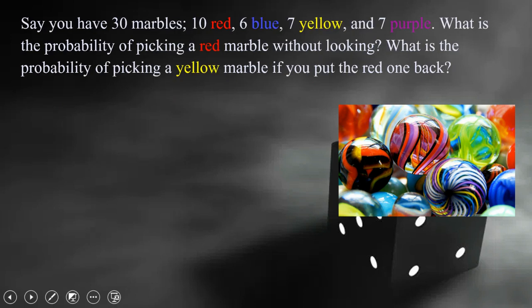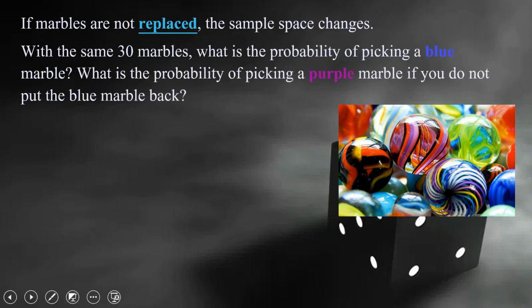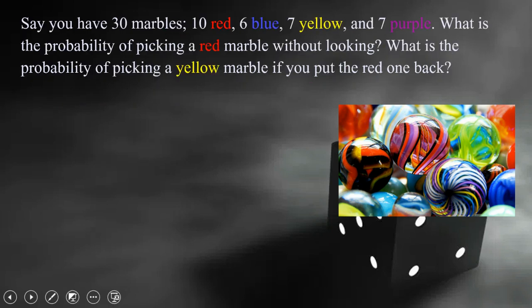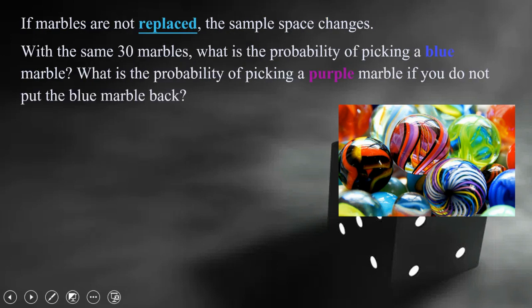So we have 30 marbles again. The probability of picking a blue marble, well, let me flip back real quick, was 6 out of 30 or 1/5. You would have a 1/5 probability of picking a blue. So let's say you do that. You pull out a marble, it's blue, great. The probability of picking a purple, well, we have 7 purple marbles still in there, but we no longer have the 30 marbles. We have 29. So it would be a 7 out of 29 chance of picking a purple.